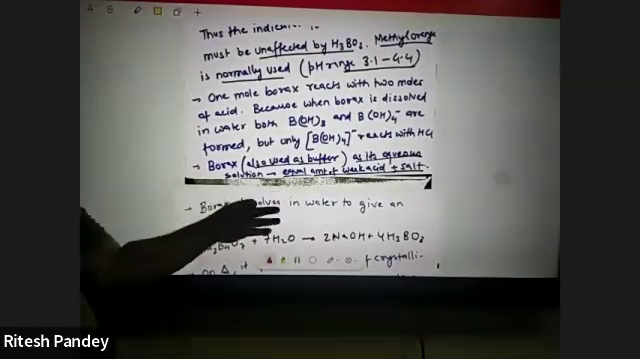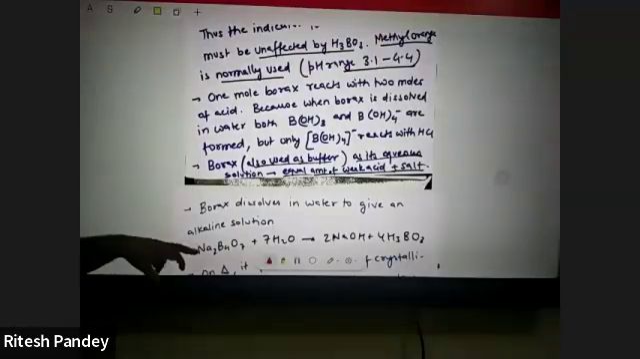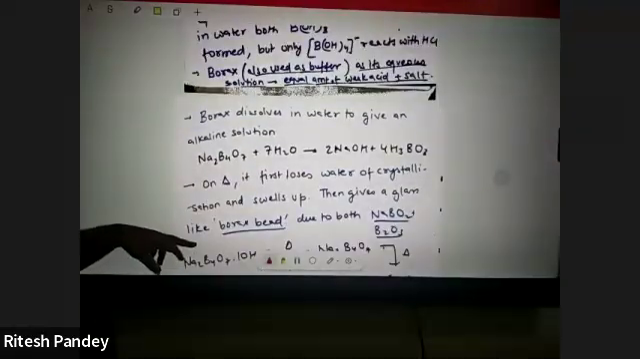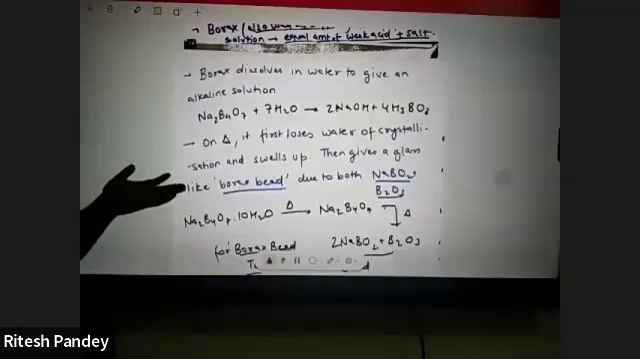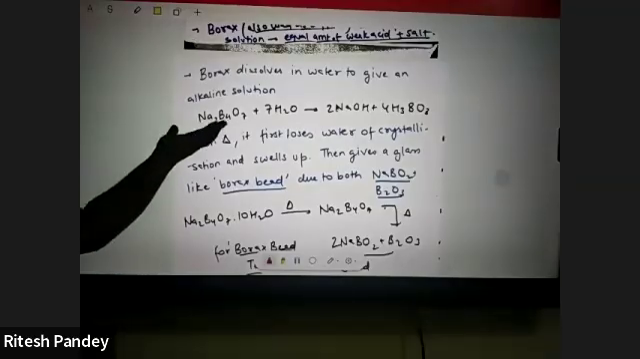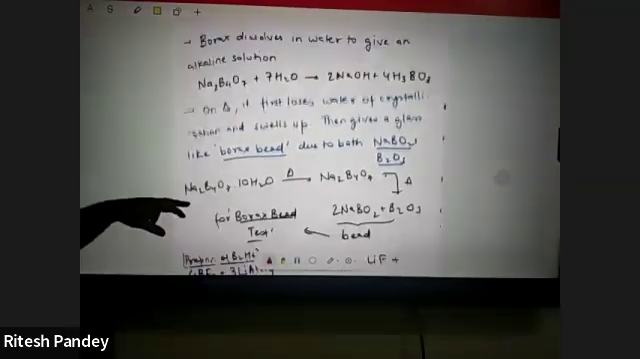It's a buffer solution which contains equal amounts of weak acid and its salt. This is information which you'll want to have. Borax dissolves in water to give an alkaline solution, again being a salt of a strong base and a weak acid.